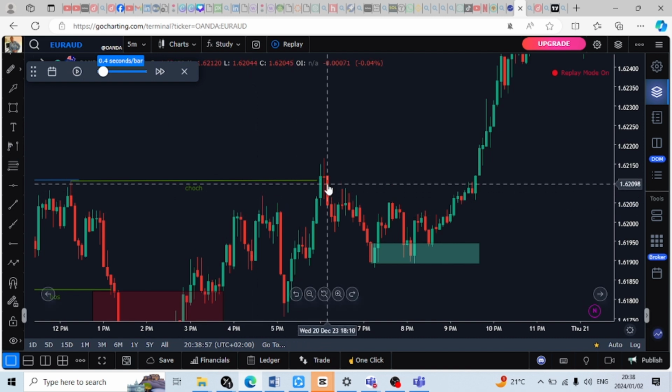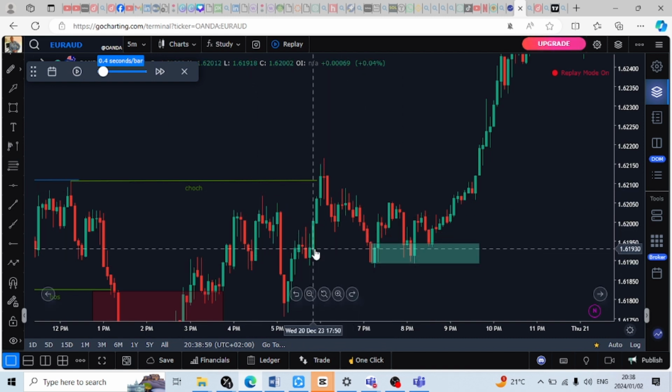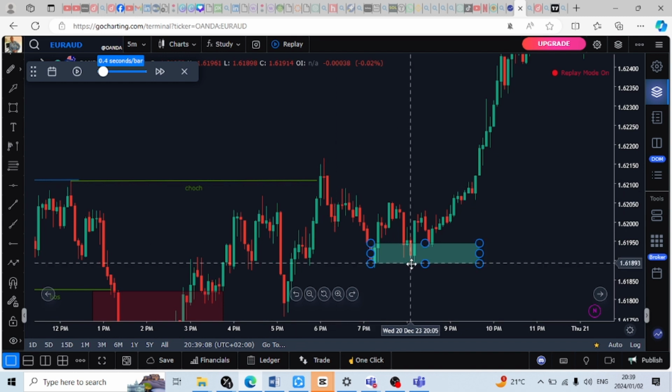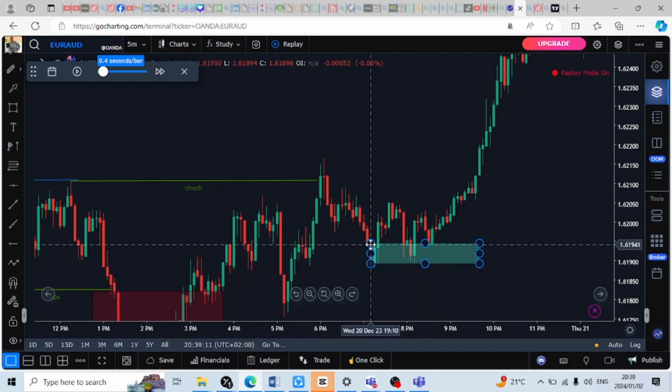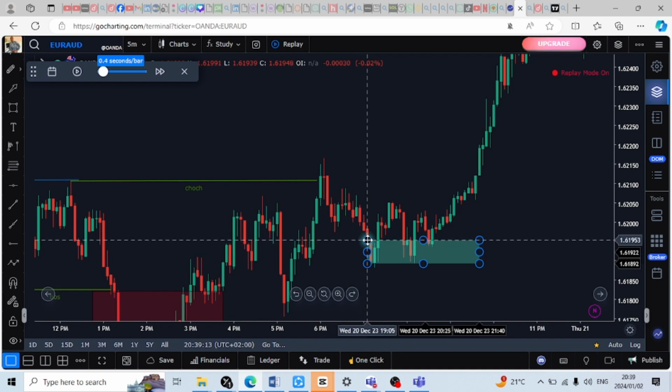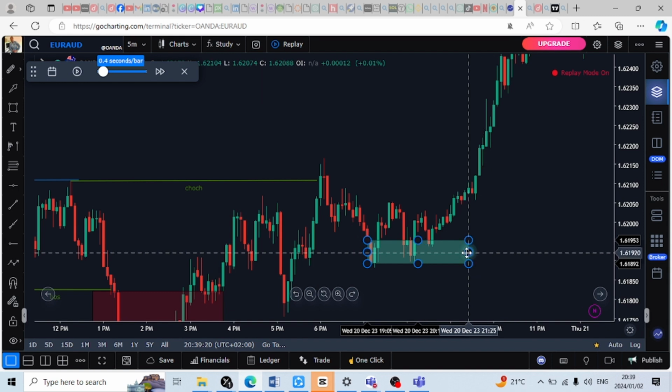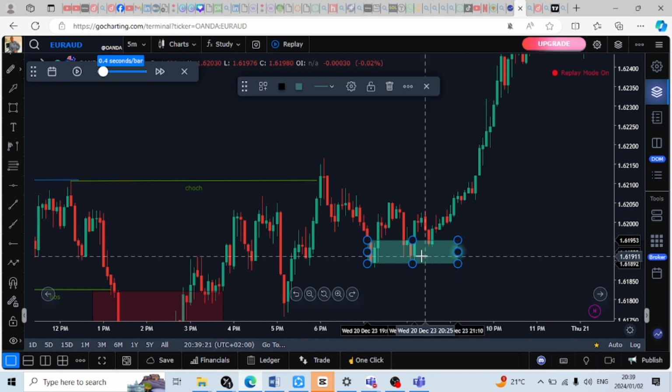One, we had a change of character. Then we have to wait for price to return to an institutional reference point, which can be an order block, a fair value gap, a breaker block, or a mitigation block. Here in this case, price returned back to what? To an order block. We had an order block here, the last bearish candle before the price moved up, and then price had to return to that particular order block, and then we're going to buy when price returns here.